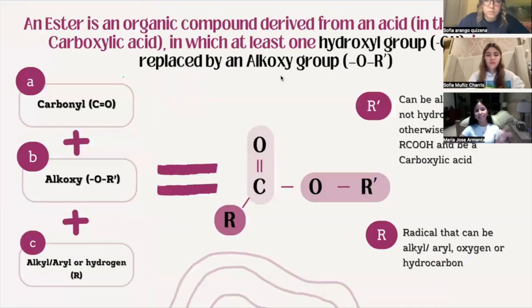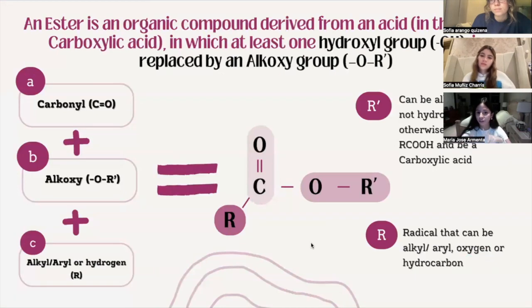An ester is very similar to a carboxylic acid, and that is why we must first understand carboxylic acid before we pass on to esters. An ester is an organic compound derived from a carboxylic acid, in which the hydroxyl group, remember, the hydroxyl group that was a key part of the carboxylic acid, is replaced by an alkoxy group.